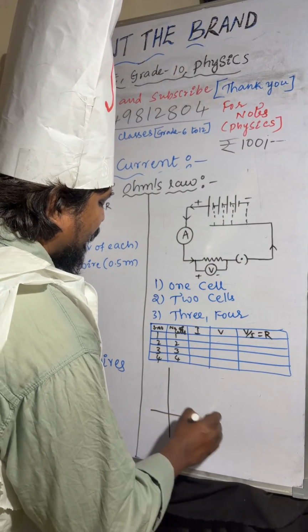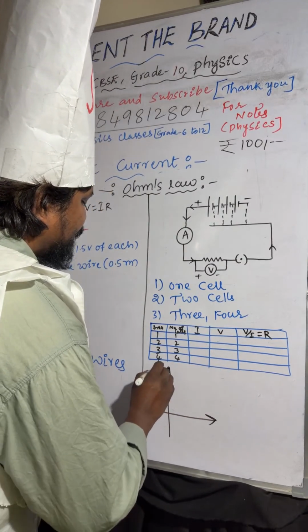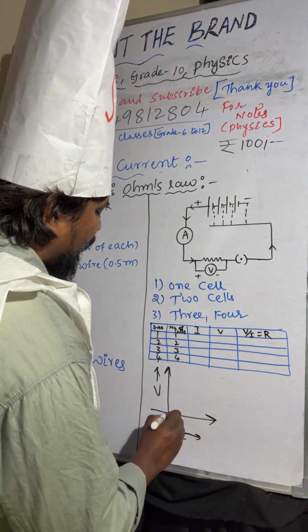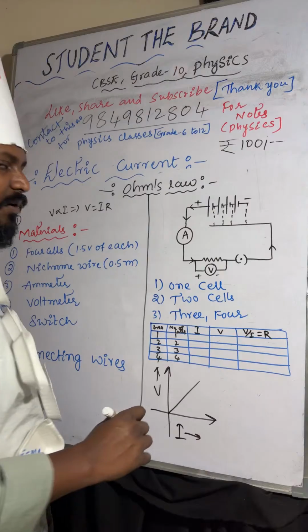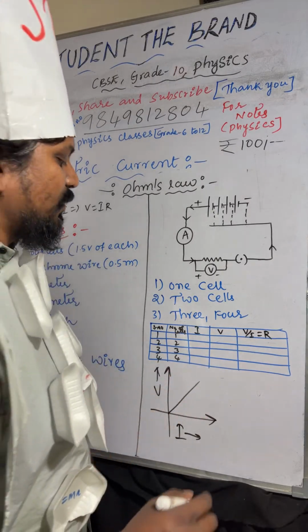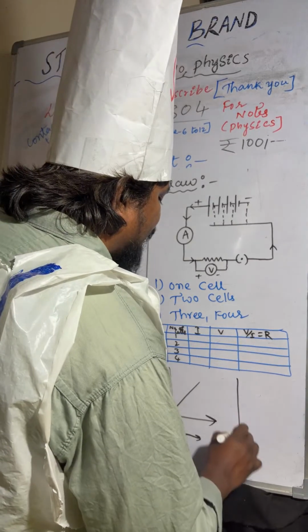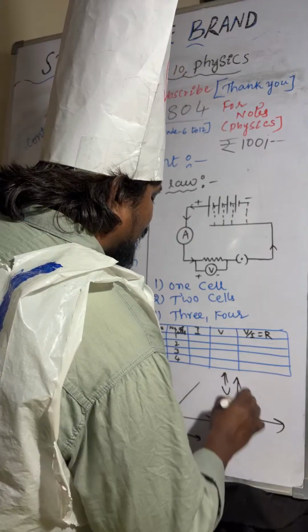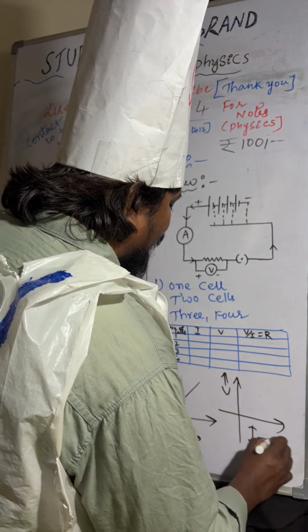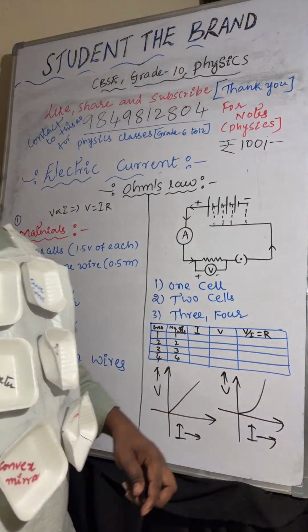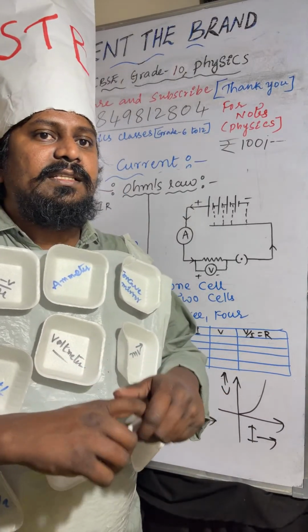So if you draw the graph between V and I, the graph gives a straight line. Okay. So this is for ohmic conductors. The conductors which obey Ohm's law are called ohmic conductors. The conductors which do not obey Ohm's law are called non-ohmic conductors. So the graph you can observe. Here it is a straight line, that is a curve. Okay, so this is about Ohm's law.